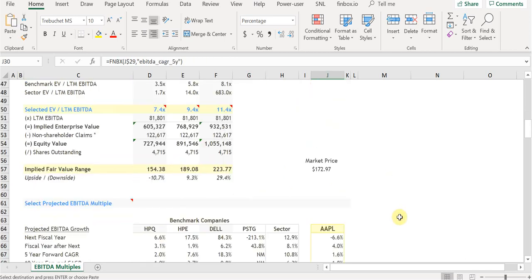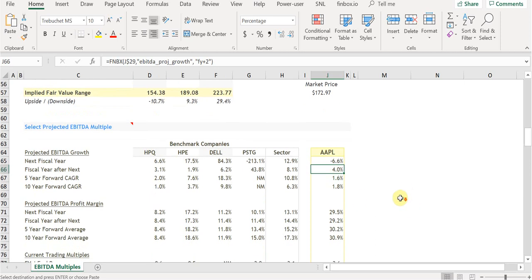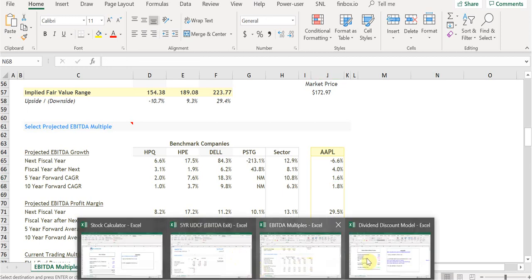So they've grown at 8% over 5 years. Next year, the EBITDA is supposed to decline by 6.6%, but then increase at 4%. But the 5-year forward CAGR is 1.6%. So this is probably a good transition into the third methodology.